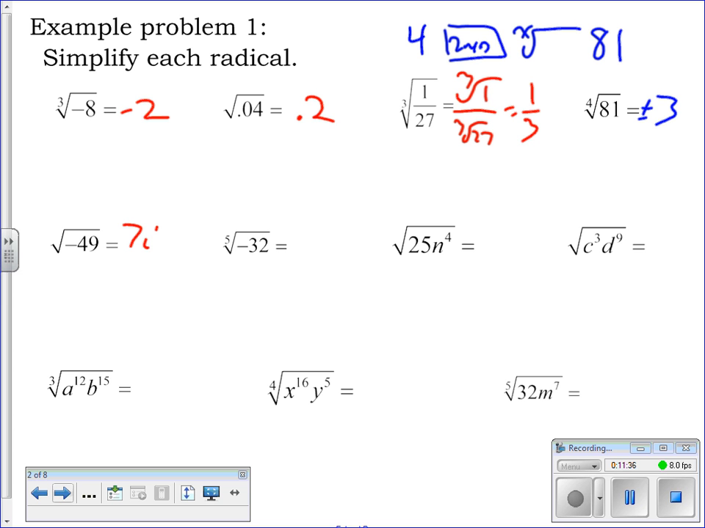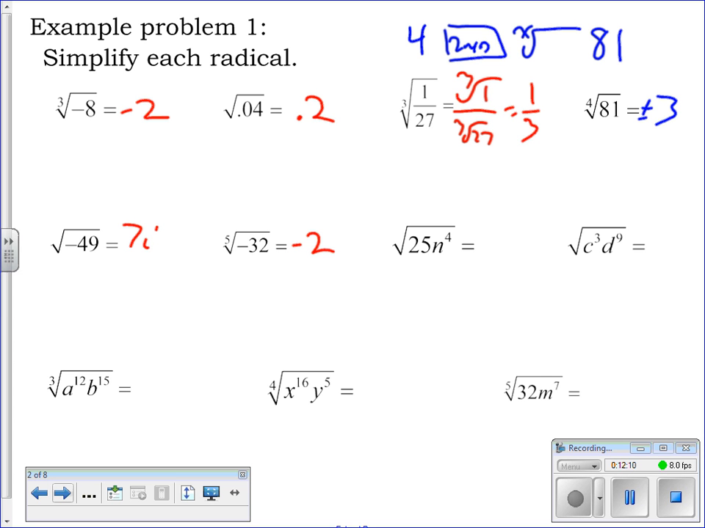Fifth root of negative 32. Okay, go ahead and try to do this on your calculator. See what you come up with. See if you can do this. I know what it is. There are some numbers you should be able to get anyway after a while. If you're into computers and programming, you better know your powers, like the fifth root of 32. So what do we get? Negative 2.